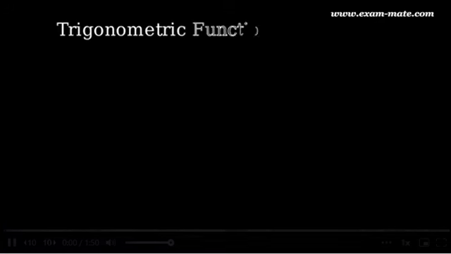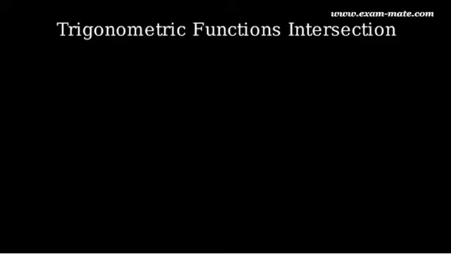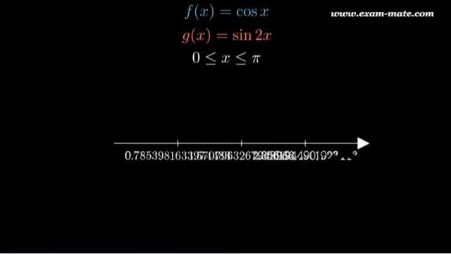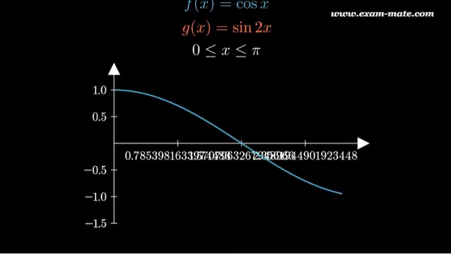Let's solve this problem involving the intersection of trigonometric functions and find the area between them. We have two functions, f of x equals cosine x and g of x equals sine of 2x, where x is between 0 and pi. Let's start by graphing these functions. Here's our coordinate system. First, let's plot f of x equals cosine x in blue, and now g of x equals sine of 2x in red.